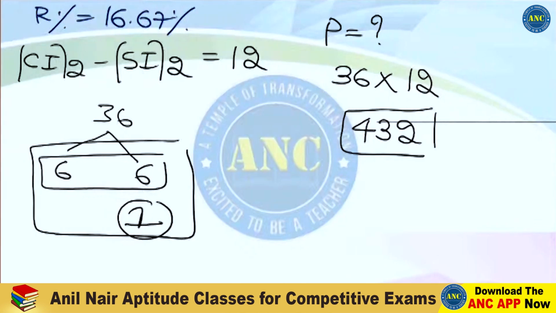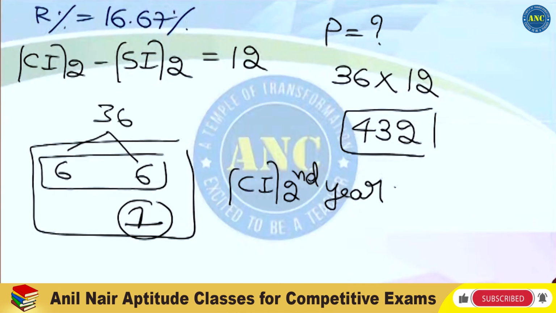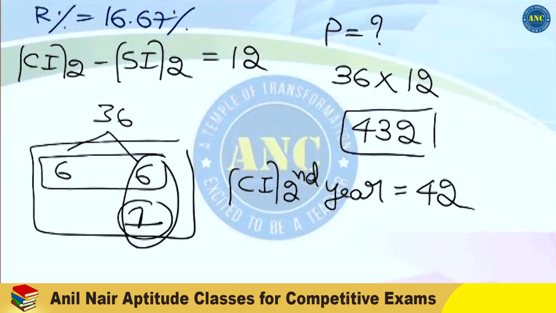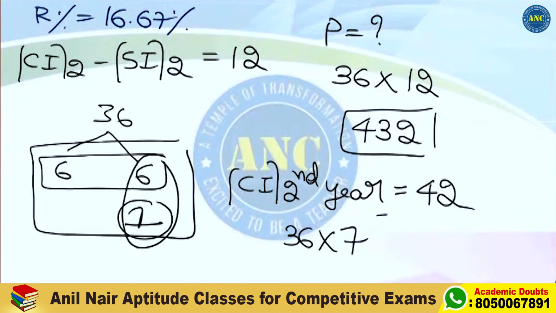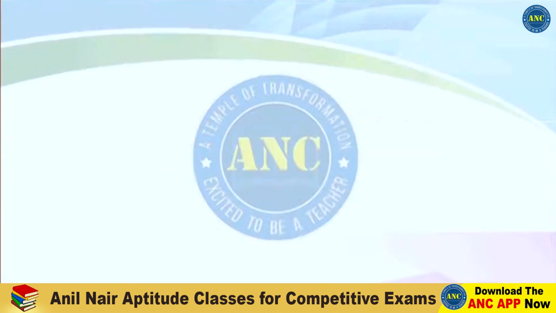I hope the idea it is clear. 432. Just by looking at a question itself, you will get the answers very easily without using any formula. 6 plus 1, it is 7. If it is 42, 7 is becoming 42, 6 times. So answer is 36 into 7. Idea is clear. Now all the problems I took with respect to numerator as 1.